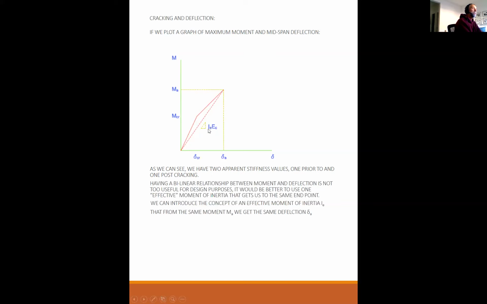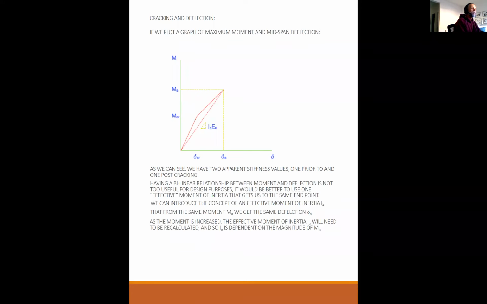So it is dependent. I sub e is not one I sub e for the whole range of loading. I sub e is specific to the load that you're interested in and the deflection at the stage that you're interested in. So we're going to have to recalculate this a few times to get different deflections at different loading stages. As the moment is increased, the effective moment of inertia, I sub e, will need to be recalculated, and so I sub e is dependent on the magnitude of M sub A.